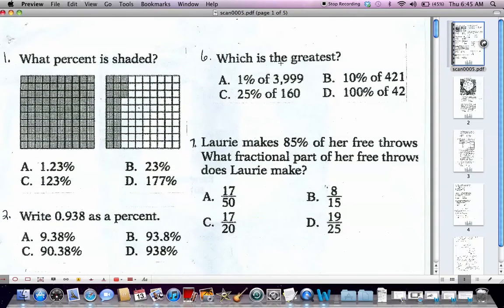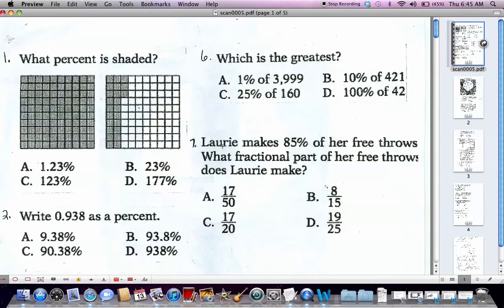Here's number 6. Which is greatest? 1% of 3,999, 10% of 421, 25% of 160, 100% of 42. Which is the greatest? I can tell you that right here, this word "of" means multiplication. Y'all remember that, okay? So there's a little hint. Of means multiplication.